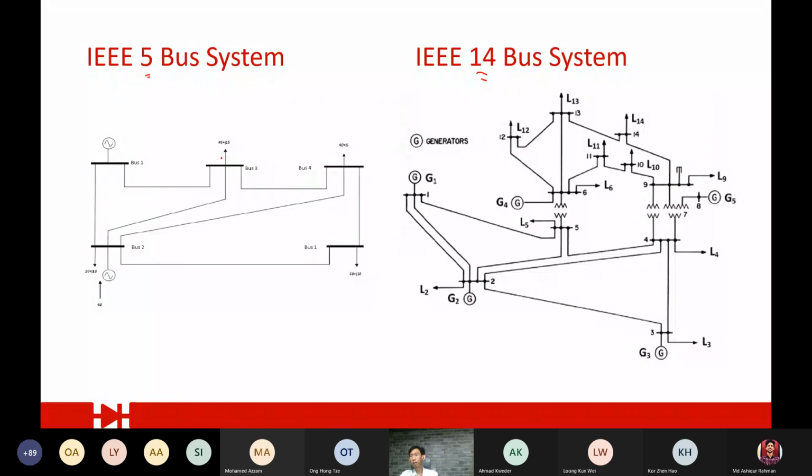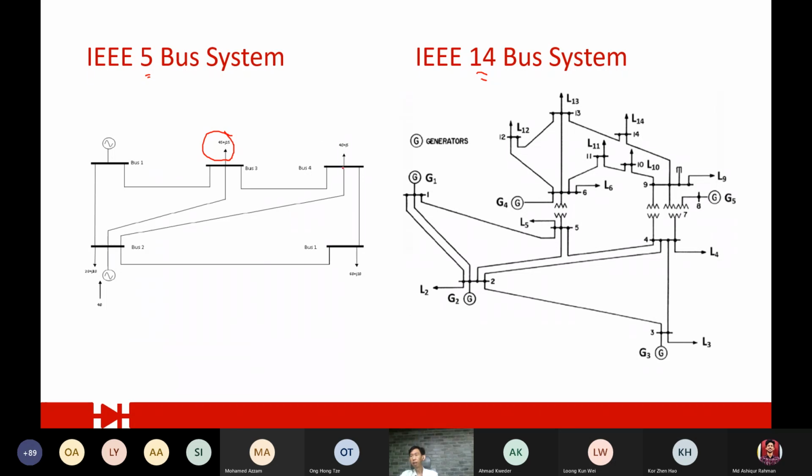You can clearly see that the power comes from here and distributes to the load. You can see the load is here, on top. It can be a housing area or an industry area. So you can always see that.